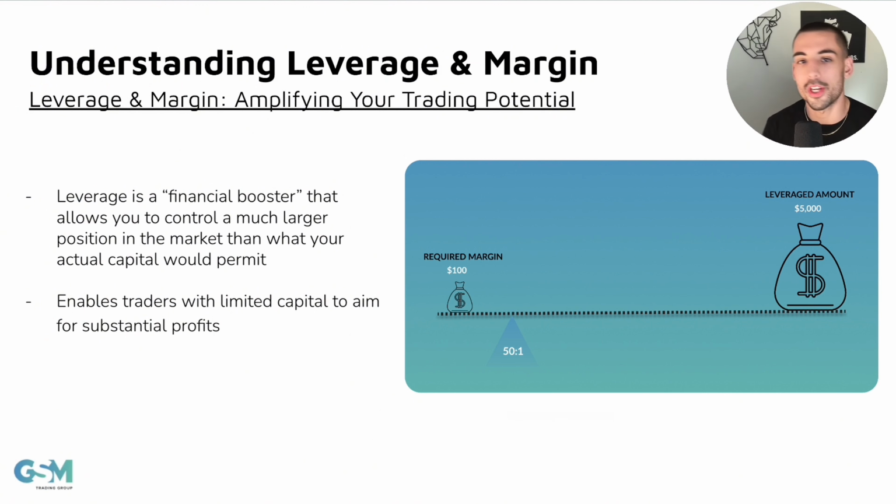This is what makes the foreign exchange market so much more of a low barrier to entry compared to the stock market. This also enables traders with limited capital to aim for very high profits in these markets. But it's also a double-edged sword because although it could ramp up your profits, it could also double down on your losses. Let's take a look at what margin is.